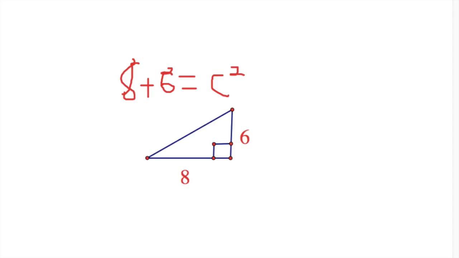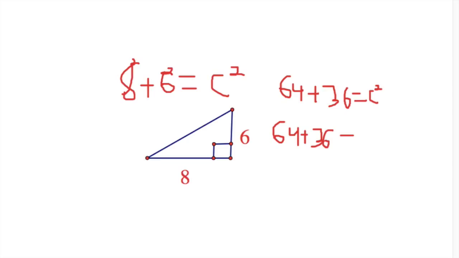Next, what you want to do is square 8 and 6. So 8 squared is 64, and then 6 squared becomes 36. Next, what we want to do is add them together. So 64 plus 36 equals 100.